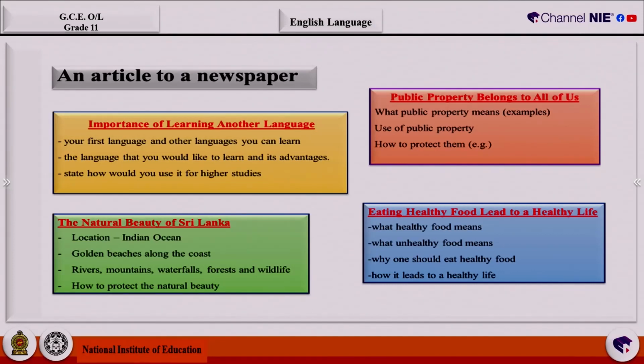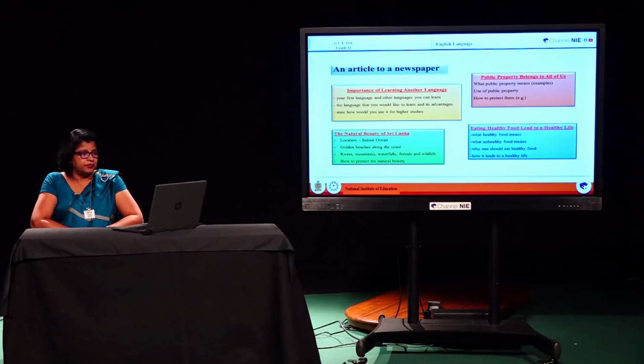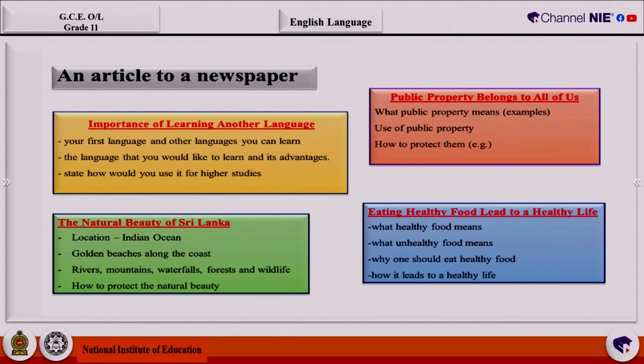This is one option that you can have. You have to write an article to a newspaper. These are some of the questions that have appeared in our past papers. Let's look at them. Importance of learning another language. Under this topic, these are the guidelines. Your first language and other languages you can learn. The language that you would like to learn and its advantages. You also have to state how you would use it for higher studies.